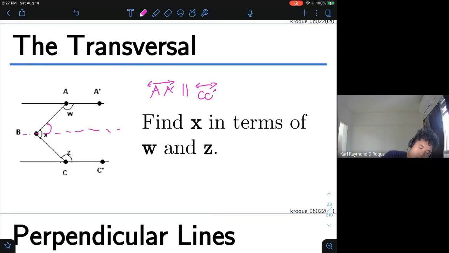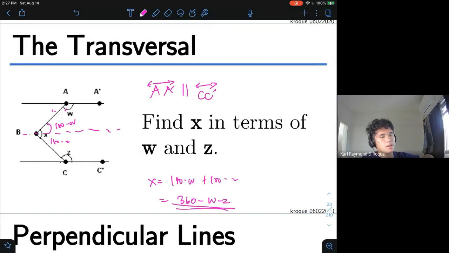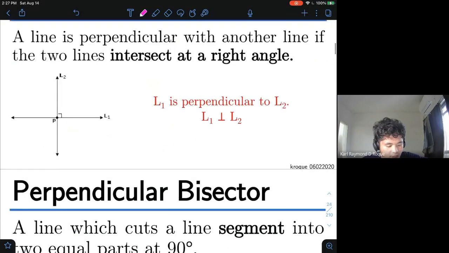Tapos ito, dahil tawag dito, consecutive interior angle sila, 180 minus W, 180 minus Z, x equals 180 minus W plus 180 minus Z equals 360 minus W minus Z. Okay, yan. Please remember that. Thank you.